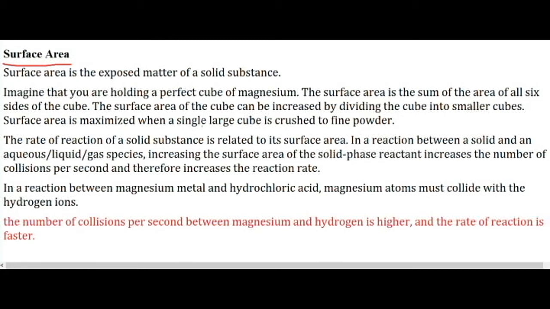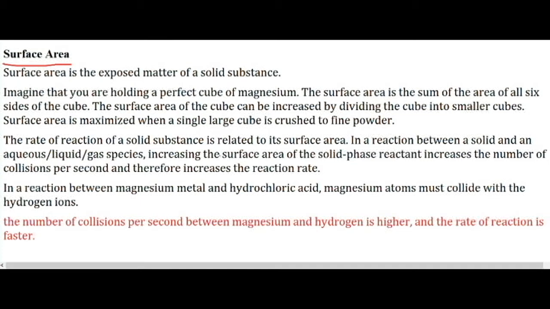The rate of reaction of a solid substance is like what I just explained about sugar powder and sugar crystal. Both have some surface area, but powder has a larger surface area than sugar crystal at the same amount. If you consider 1 gram of powder sugar or 1 gram of crystalline sugar, then 1 gram of powder sugar has the highest surface area. So the rate of reaction of a solid substance is related to its surface area.